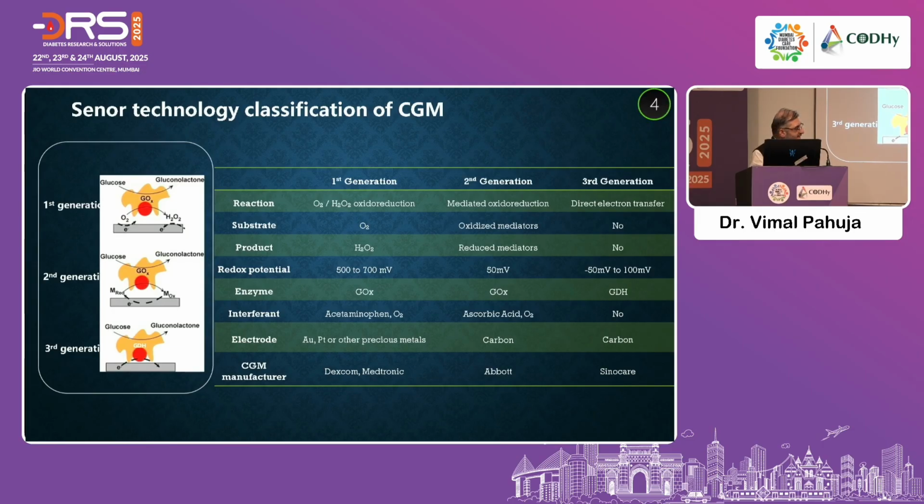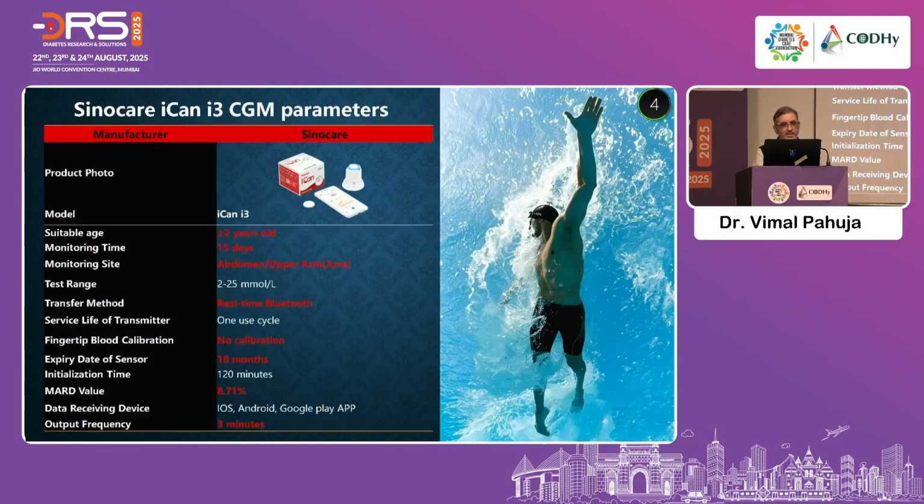And the third generation sensor uses direct electron transfer, right? And uses a different enzyme, glucose dehydrogenase. So the interference with acetaminophen, paracetamol or ascorbic acid is much lesser. What we used to see with earlier sensors and glucose monitors, now you don't see much of an interference in this kind of sensor, third generation sensor.